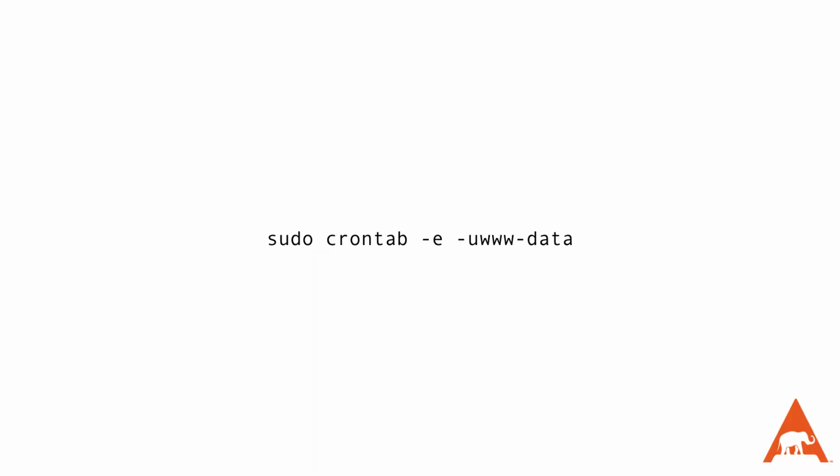Just to complete a roundup of the crontab command, there's one more switch that's important to discuss, and that's the -u argument, which will allow us to edit someone else's crontab file. For example, to edit the www-data user's file, we would run sudo crontab -e -u www-data.